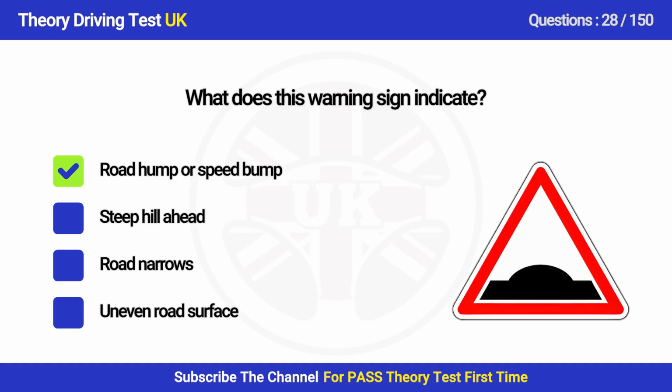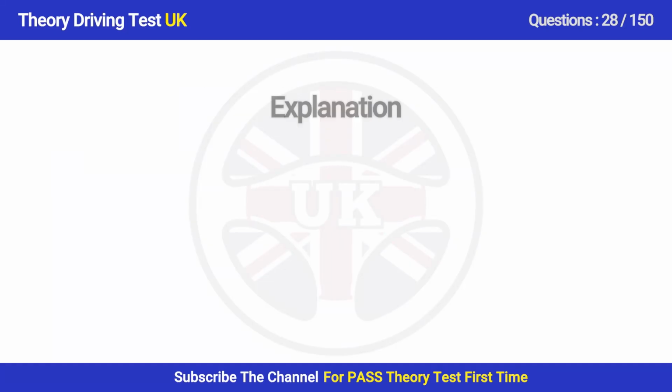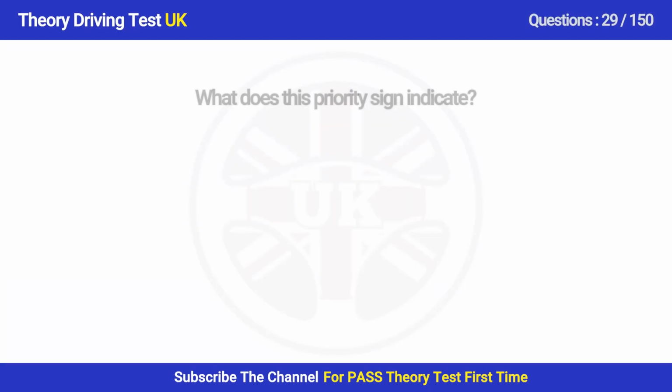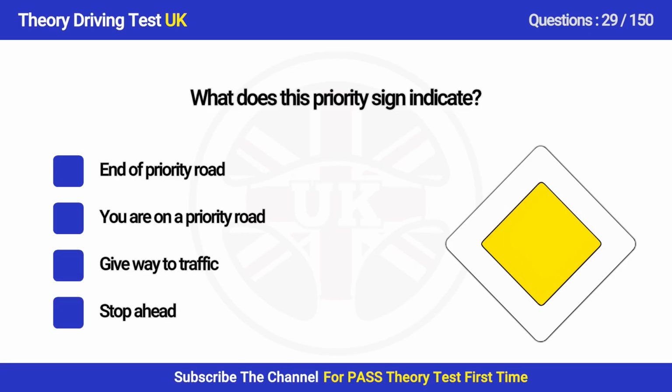Answer is A. Road hump or speed bump. This triangular warning sign depicts a road hump or speed bump. You should slow down when you see this sign to avoid discomfort or damage to your vehicle, especially if carrying passengers.